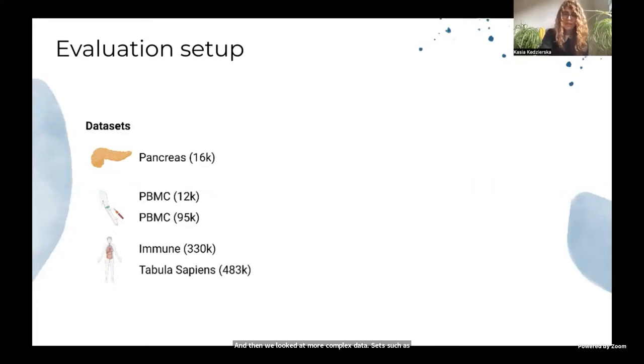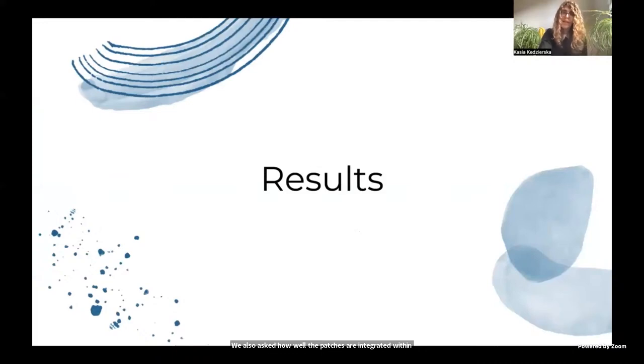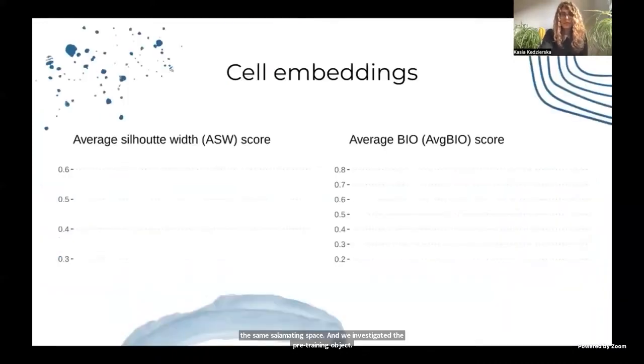We also evaluated the models on 3 tasks: cell type clustering, when we asked the question how well the cell types are separating within the cell embedding space. We also asked how well the batches are integrated within the same cell embedding space. And we investigated the pre-training objective. And now, moving on to the results.